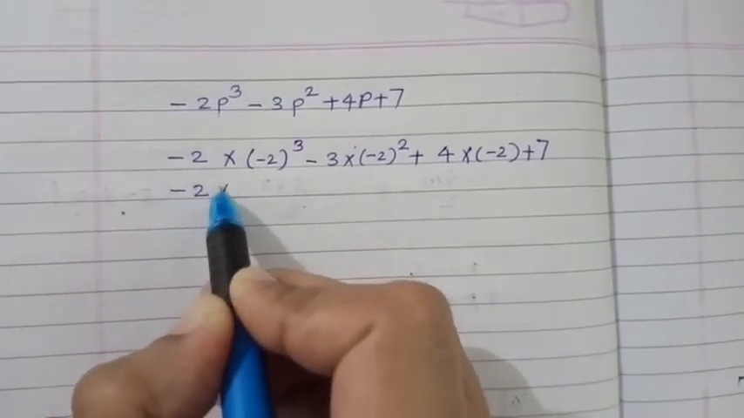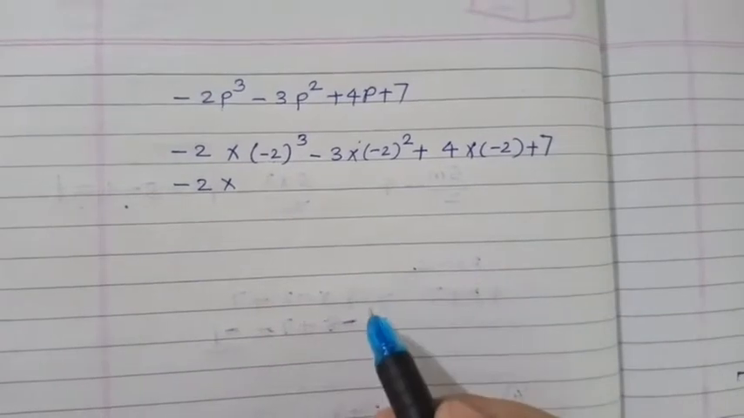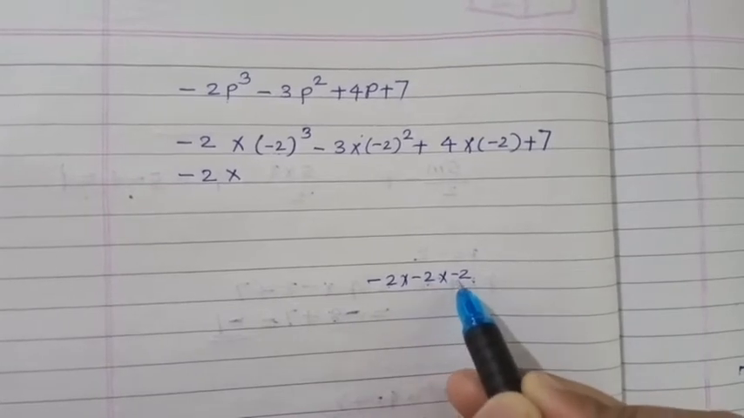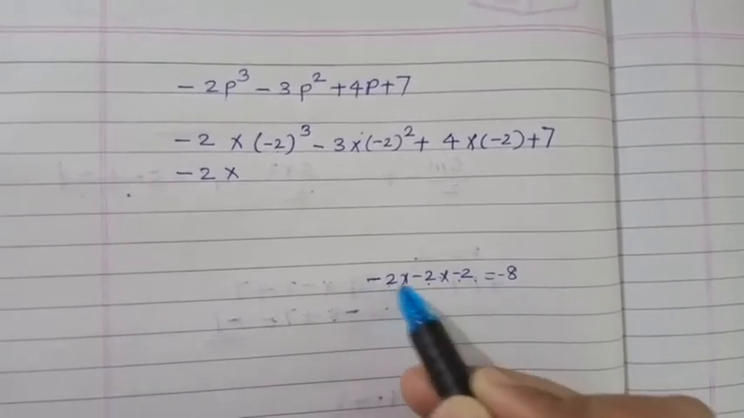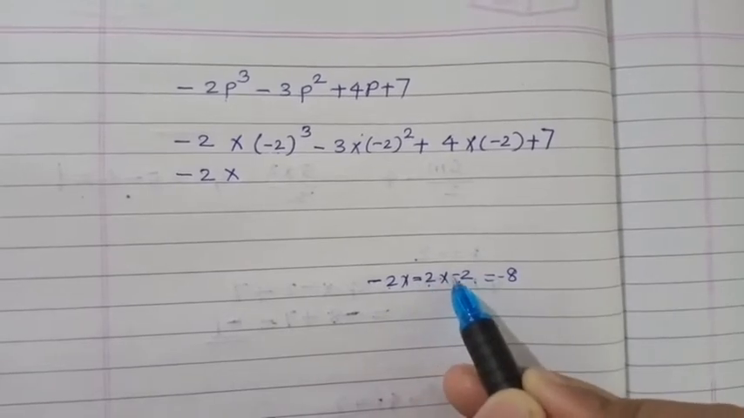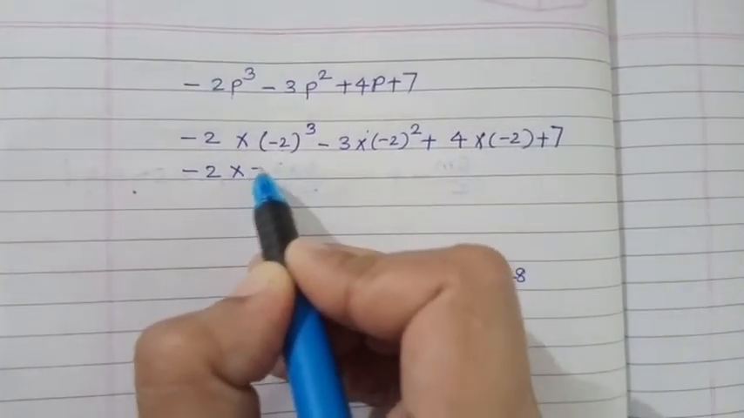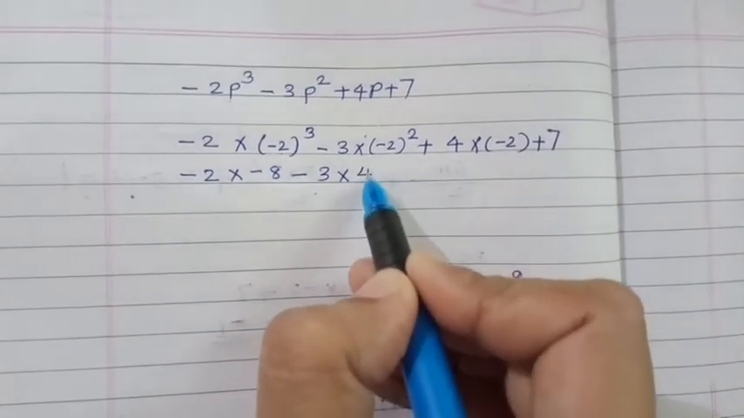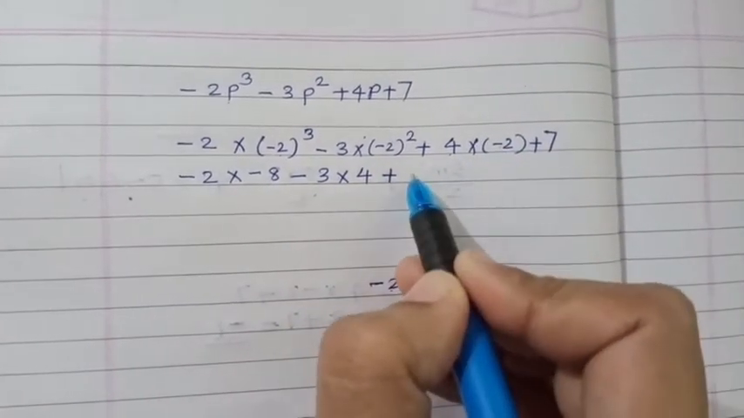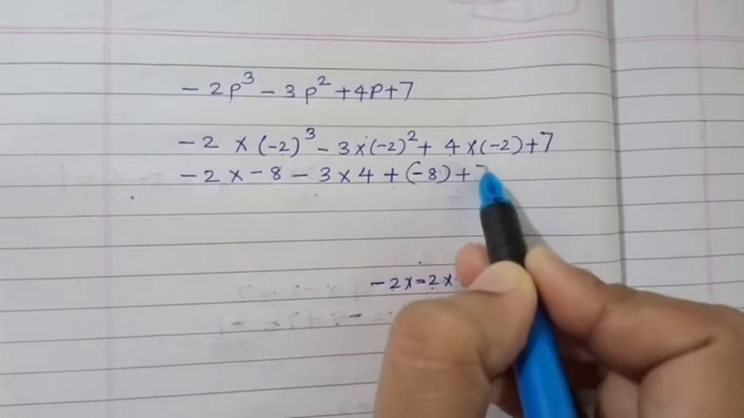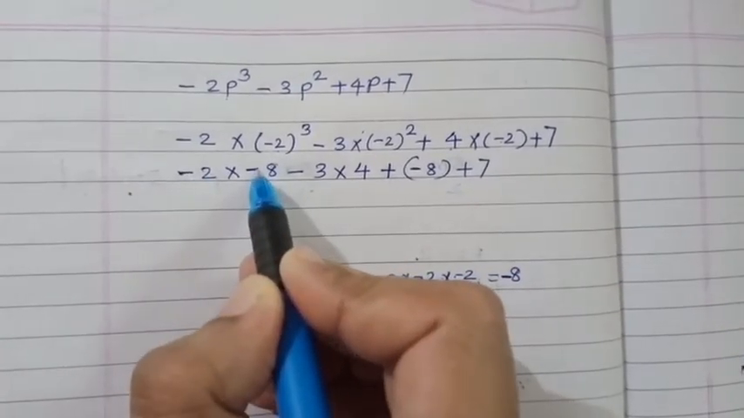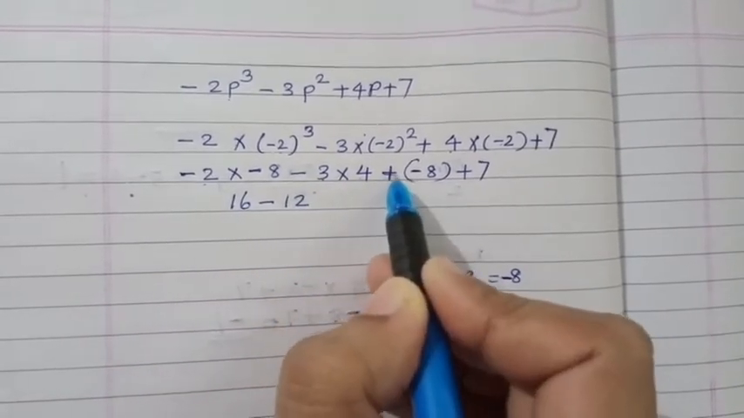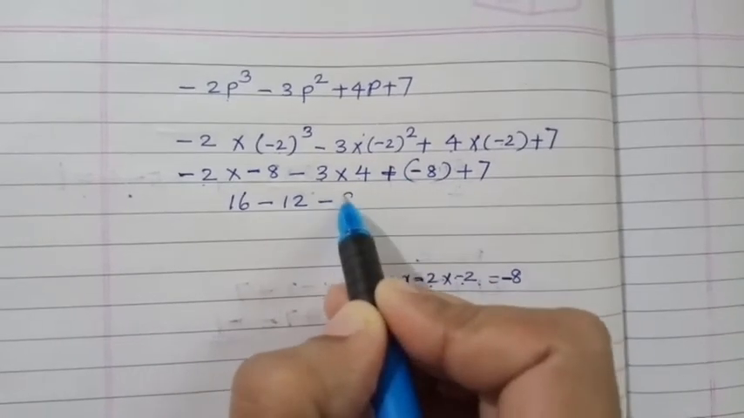So now minus 2 into (minus 2) cube means minus 2 into minus 2 into minus 2. 2 2s are 4, 4 2s are 8. So this is minus 8. Minus into minus is plus. Then again into minus, we get minus 8. So here minus 8 minus 3 into minus 2 into minus 2 plus 4 into minus 2 minus 8 plus 7. Now minus into minus is plus, 8 2s are 16, minus 3 into 4 is 12, then plus into minus, this is minus 8 plus 7.